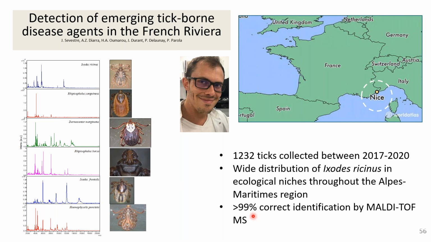And why this is really important is because here you can see the different genera, Ixodes, Rhipicephalus, and Haemaphysalis at the bottom. Those are really challenging genera to identify using morphological identification, because within these genera you have so many tick species that look like one another. So it's really important to have a tool that allows you to accurately identify them.